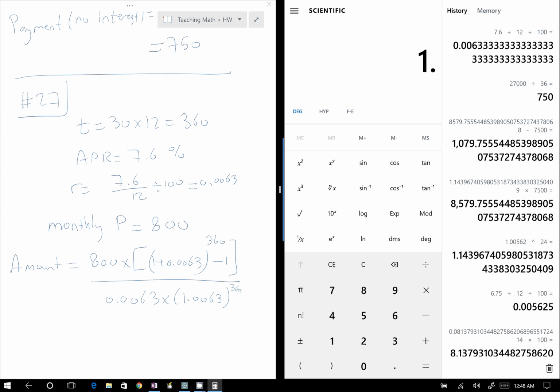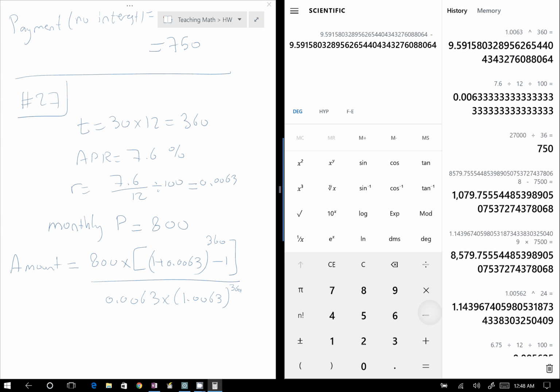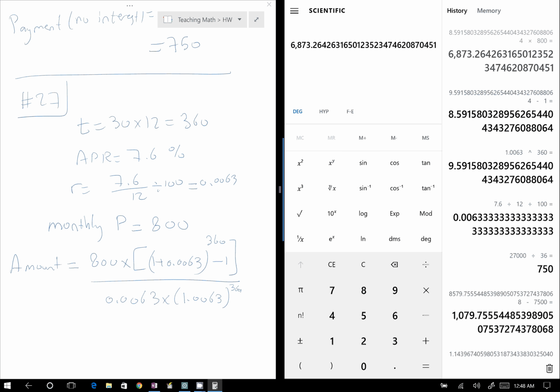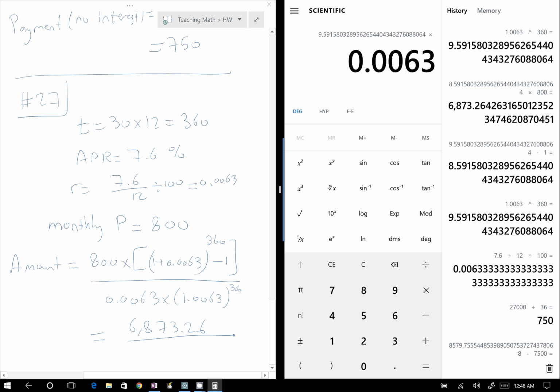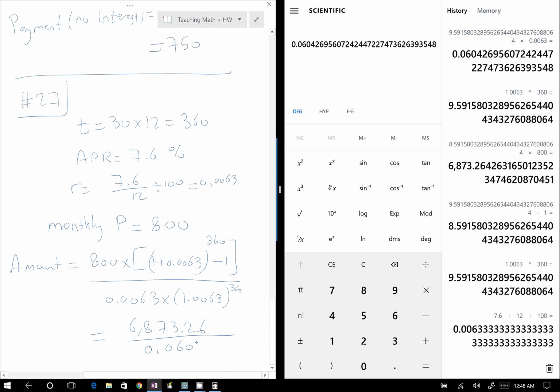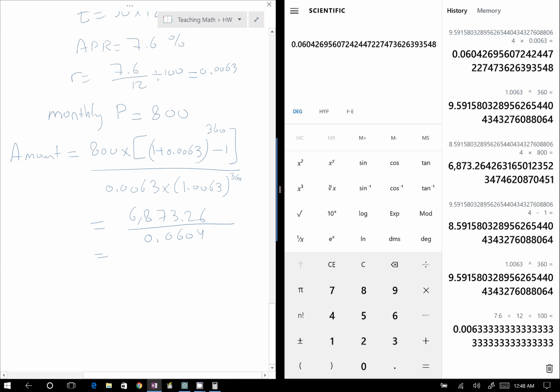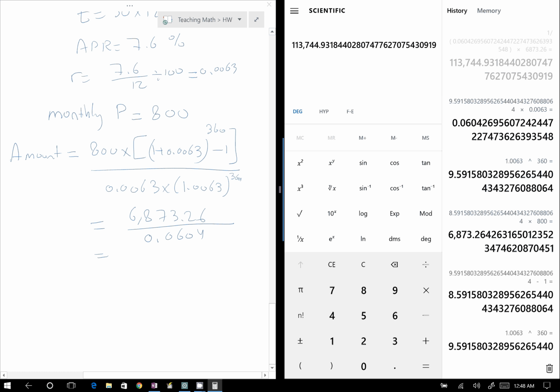Do the numerator first. 1.0063 raised to the power 360. You have to be very careful when you have huge powers. Minus 1 multiplied by 800. Answer is 6873.26. Denominator: 1.0063 raised to the power 360 multiplied by 0.0063. That's 0.0604. Now 1 over answer multiplied by numerator, which is 6873.26. Answer is 113.745.